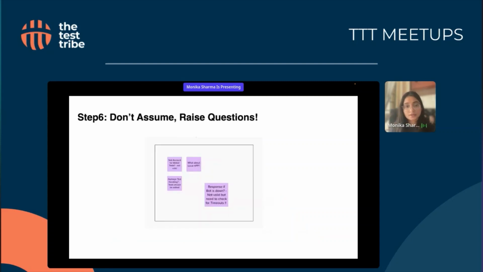And the sixth step is don't assume, and raise questions. For example, what will be the response if the bot is down? Do we have any rollback process? Do you have any garbage text handling process? So again, don't have trust in what you see.